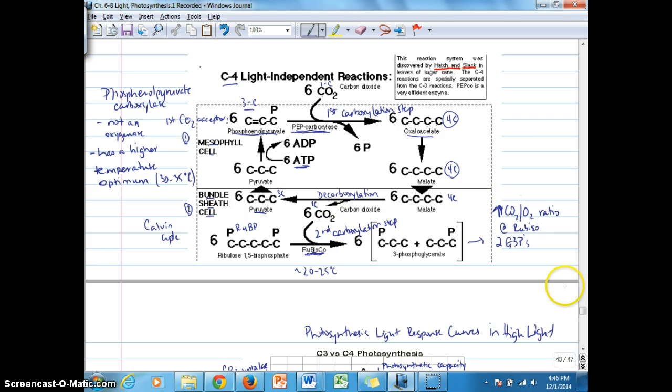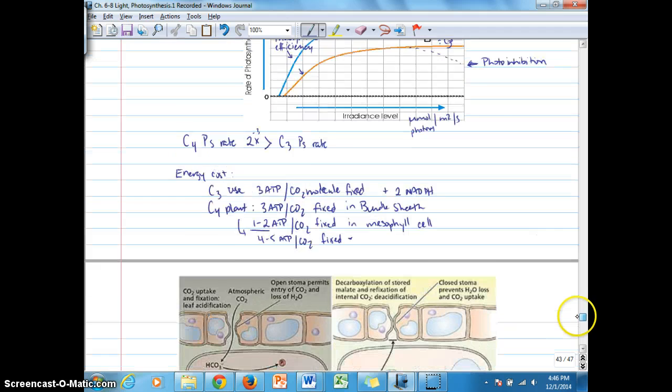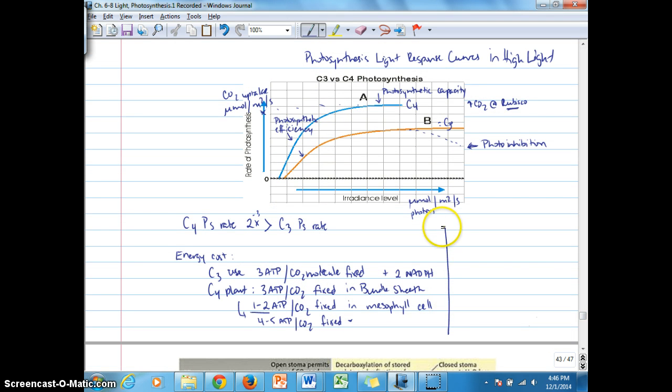So what we're seeing here, and we'll write this out in the corner here, is that in C4 photosynthesis, CO2 fixation is in basically 2 steps that are separated in space between 2 cells, in other words, between the mesophyll cell and the bundle sheath cell.